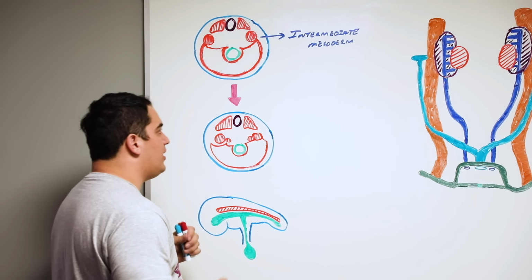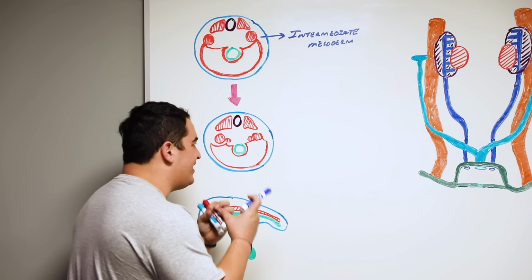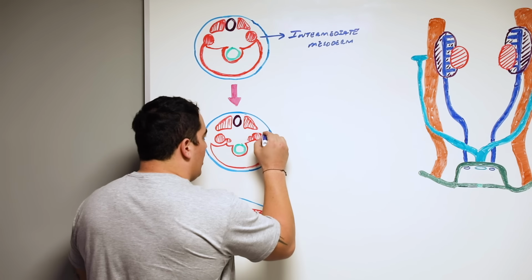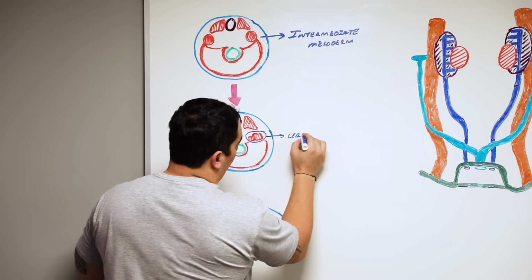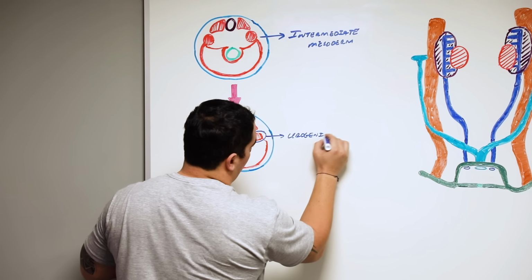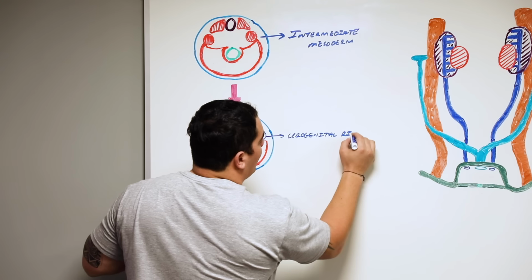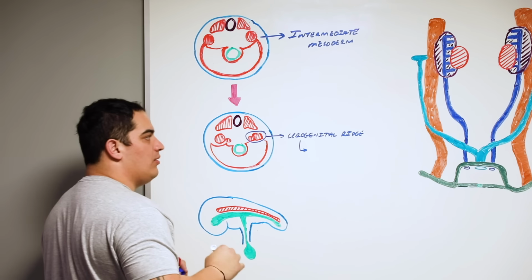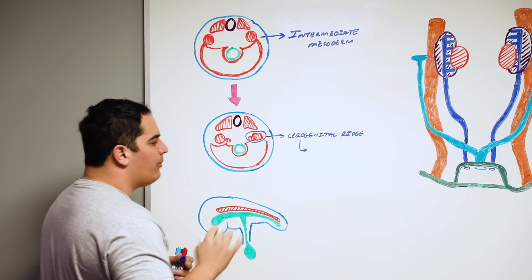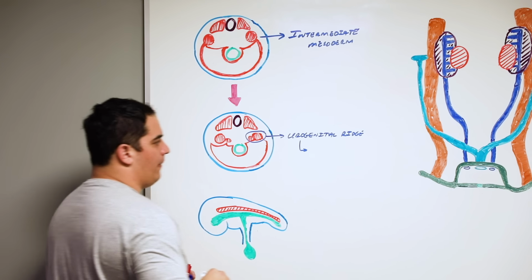So the next thing you guys need to remember is that the intermediate mesoderm starts condensing. And as it condenses, it forms a specialized structure here called the urogenital ridge. The urogenital ridge. What you guys need to remember is that the urogenital ridge is what gives rise to the reproductive system. Particular parts of the reproductive system though.